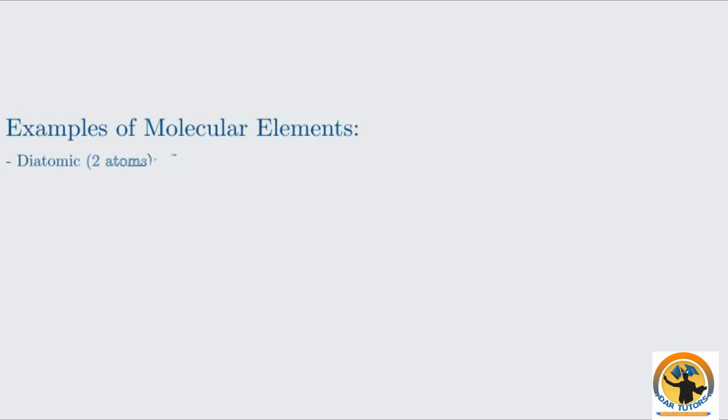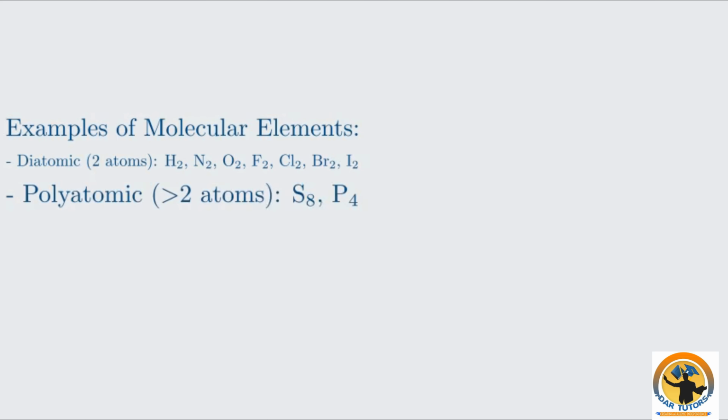But many nonmetal elements exist as molecules, where 2 or more atoms of the same element are bonded together covalently. These are called molecular elements. The most common are the 7 diatomic elements: hydrogen, nitrogen, oxygen, fluorine, chlorine, bromine, and iodine, which are all found as molecules of 2 atoms. There are also polyatomic elements like sulfur, which exists as S8 ring structures, and phosphorus as P4 tetrahedra.